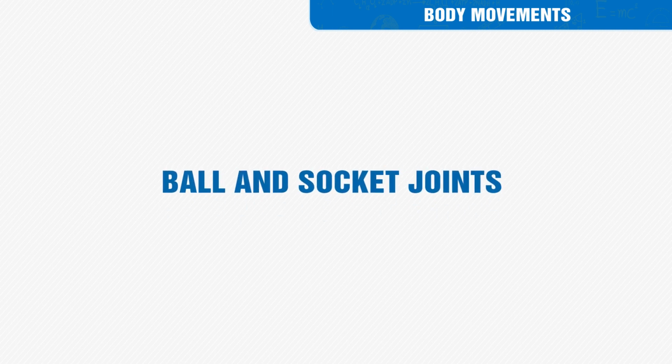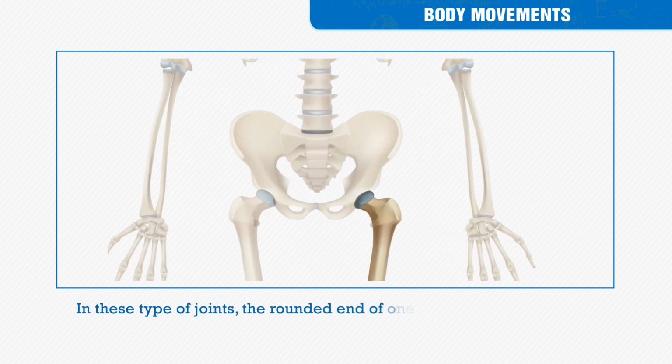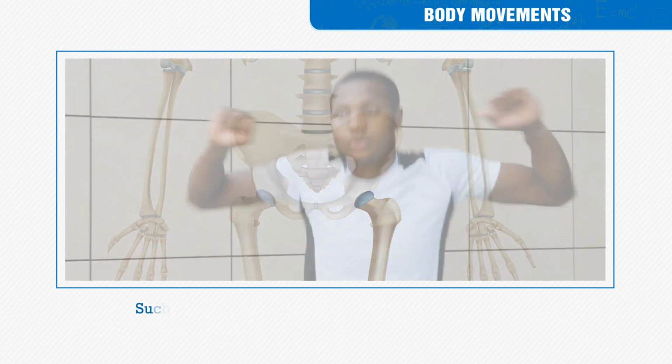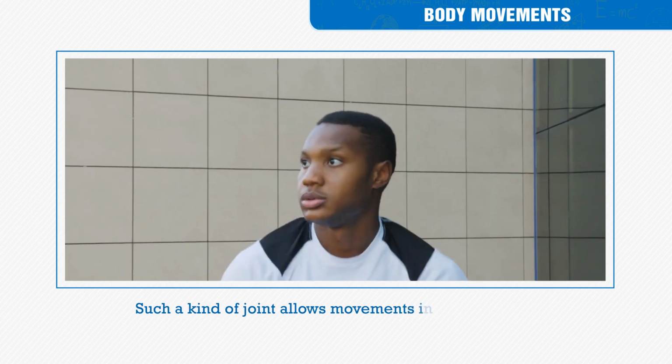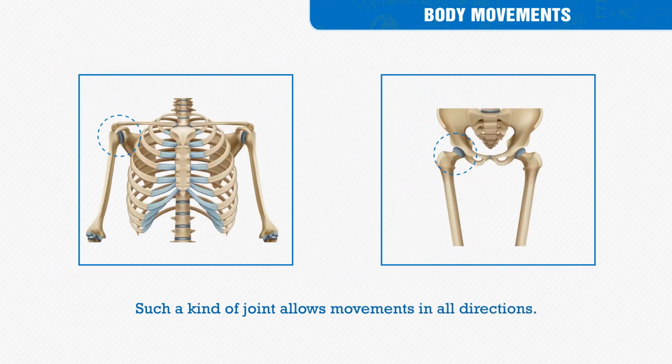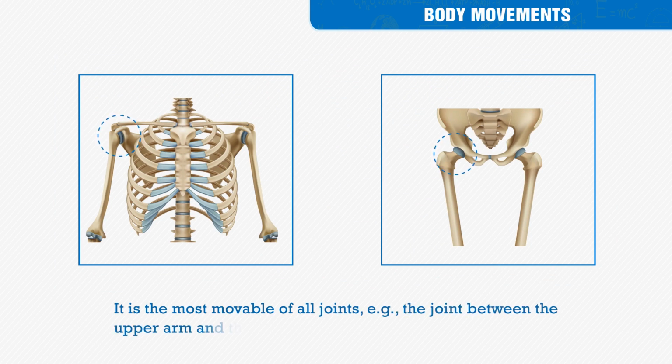Ball and socket joints. In these type of joints, the rounded end of one bone fits into the hollow space of the other bone. Such a kind of joint allows movements in all directions. It is the most movable of all joints, for example, the joint between the upper arm and the shoulder, the thigh and the hip.